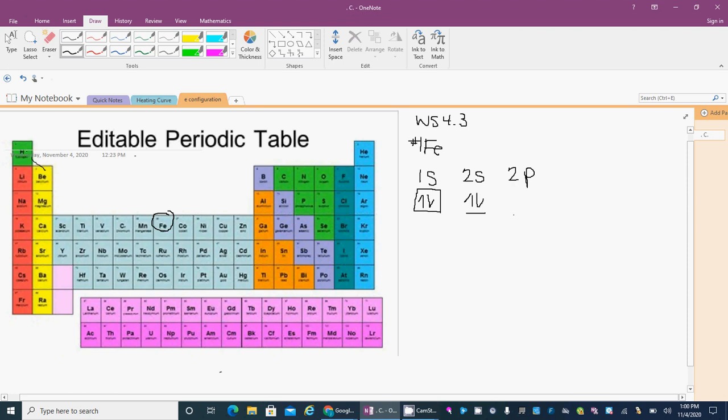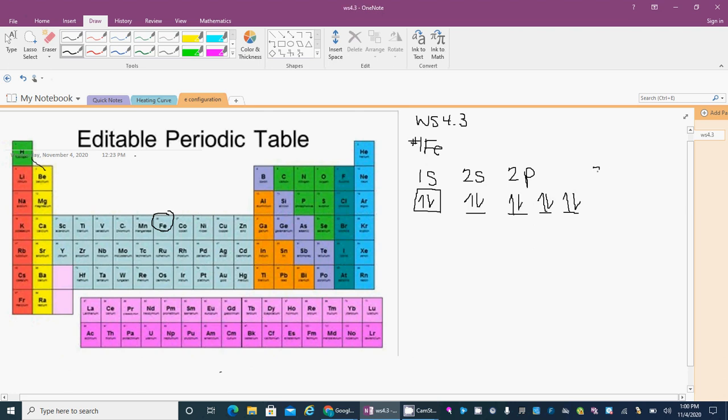Okay, so we did 1s, we did our 2s. Now we're over here at 2p. For 2p, we have to draw 3 lines or 3 boxes because 2 electrons can fit into every orbital. So 2, 4, 6 would be 3. So we put 1 electron in each orbital and then go back and put a 2nd electron in each orbital.